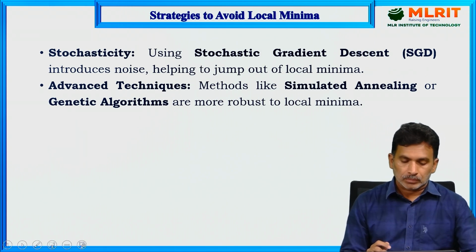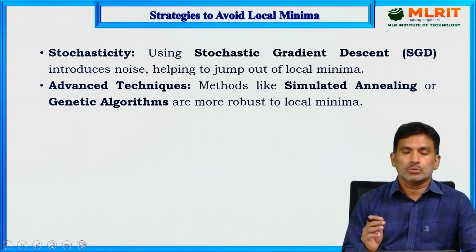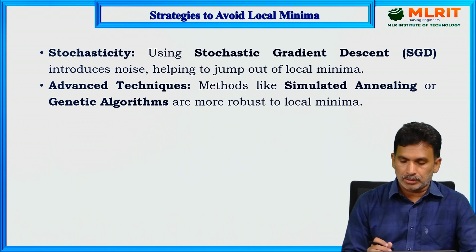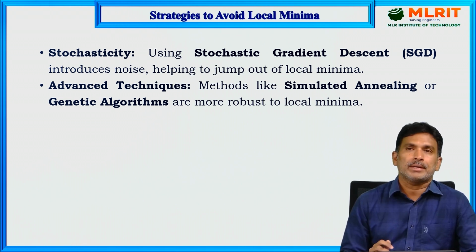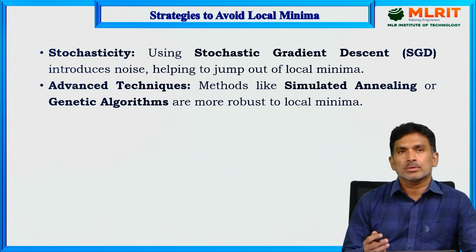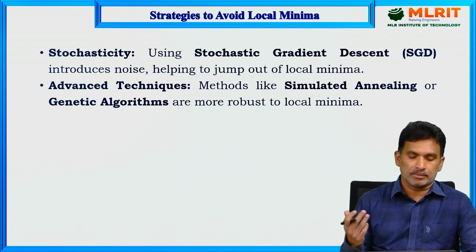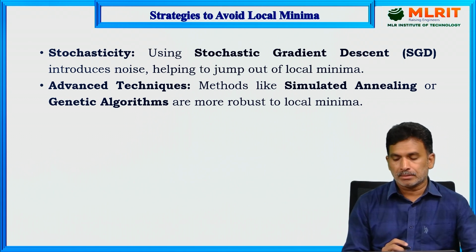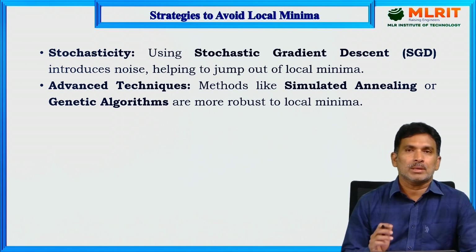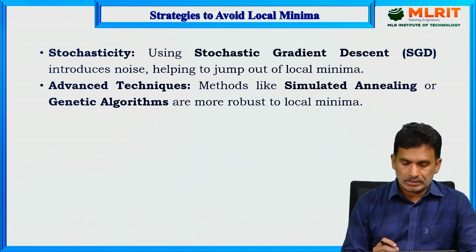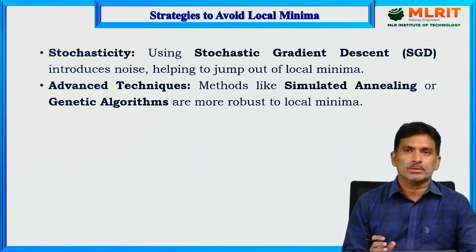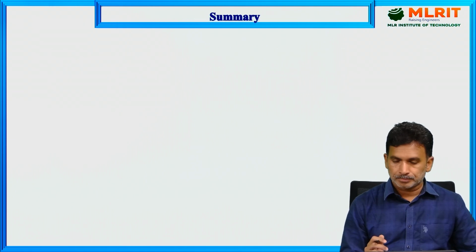Stochasticity: to avoid the local minima, using stochastic gradient descent introduces noise, helping to jump out of the local minima. Advanced techniques like simulated annealing or genetic algorithms are more robust to the local minima.